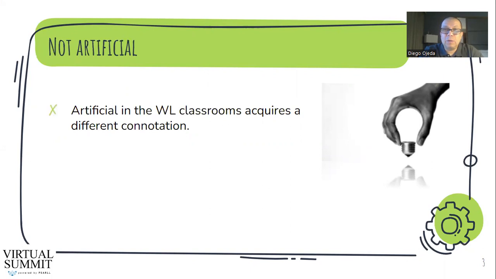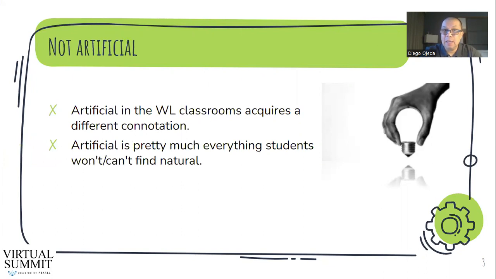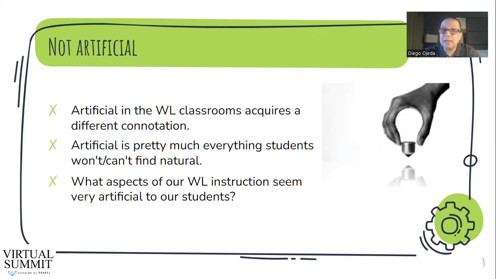So when we think about what artificial is, in the world language classroom, artificial acquires a different connotation. Artificial is pretty much everything students want or can't find natural. And it can be anything. I'll give you examples later. But sometimes just because we are teaching a foreign language, we are trying to share things that our students are not familiar with, and it starts sounding a little bit artificial, not very genuine. But that doesn't mean that we cannot make it genuine or that we cannot make it real.